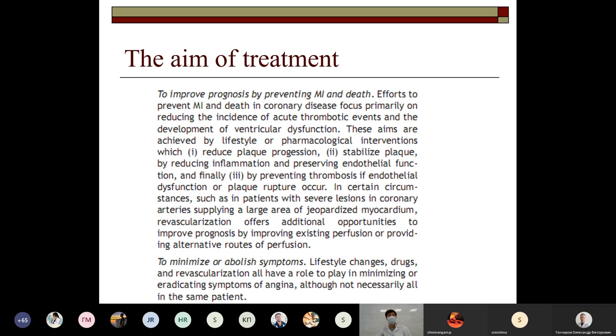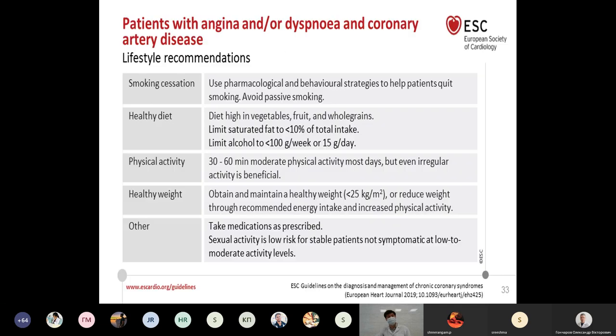Please pay attention to the two aims of the treatment of CAD. The first aim is to improve prognosis and decrease mortality. And the second aim is to minimize and abolish symptoms and improve the quality of life and the social life of the patient having established CAD. Both aims are critically important for patients, but please don't forget that improving survival and decreasing the risk of death due to cardiovascular and all causes are the most critically important for the patients.